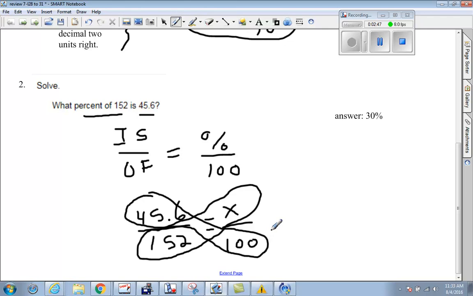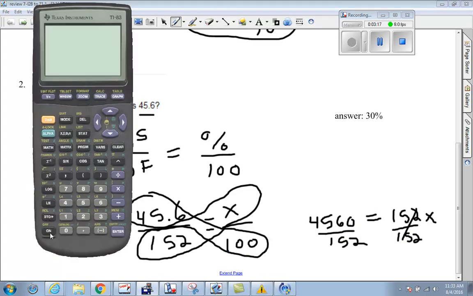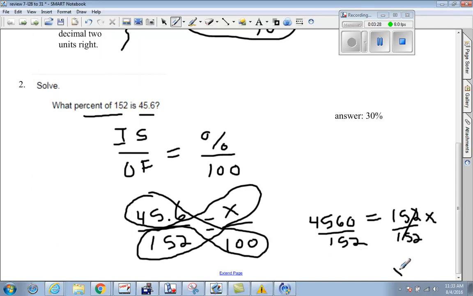If you're a student in my live class, we will be allowed to use our calculators on this exam. So, 45.6 times 100 is 4560, and 152 times x is just 152x. What I mean by the whole calculator business is we've been through decimal division and so forth, so we'll use the calculator to do the heavy lifting for us there at the end. So we'll take the 4560 and divide it by the 152, and voila, x equals 30.